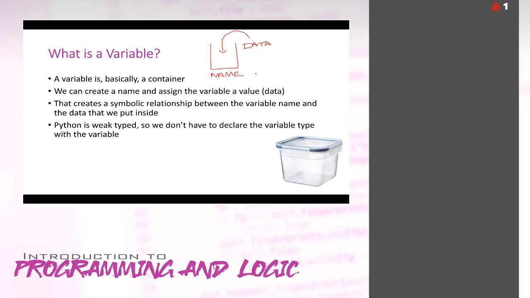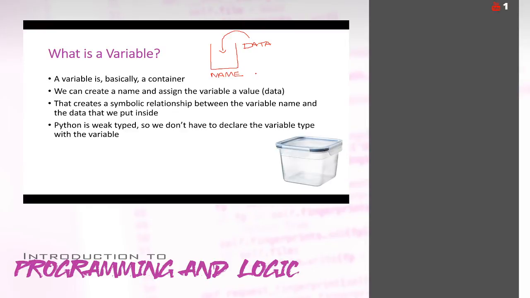And what that does is that creates a symbolic relationship between the name of the variable and the data that we put inside. That way we can also change the values that are inside of the variable, so they can be different things at different times of the program, and our equations and our algorithms and our various things that we code into our program, we don't have to change those. So it gives us that sort of flexibility.